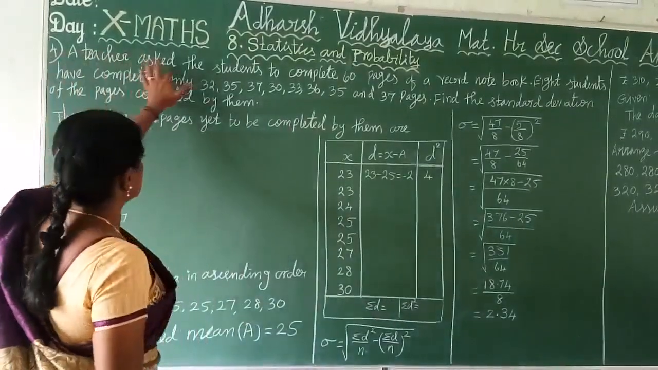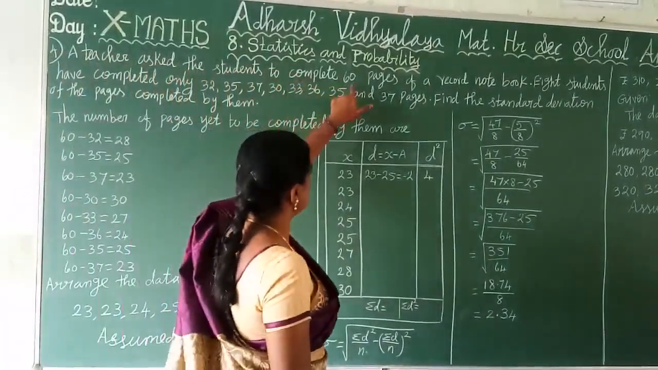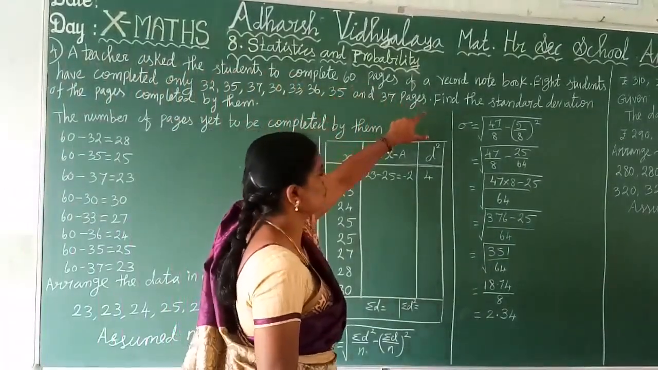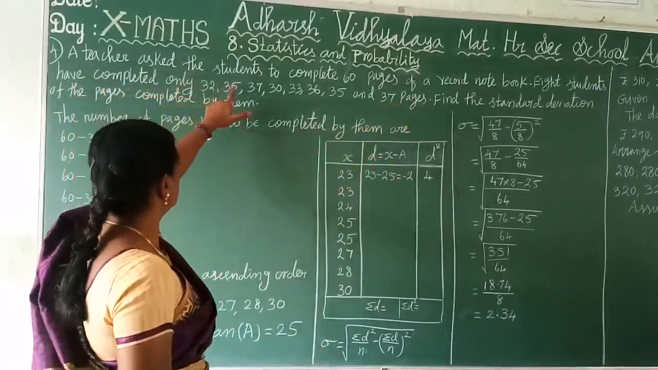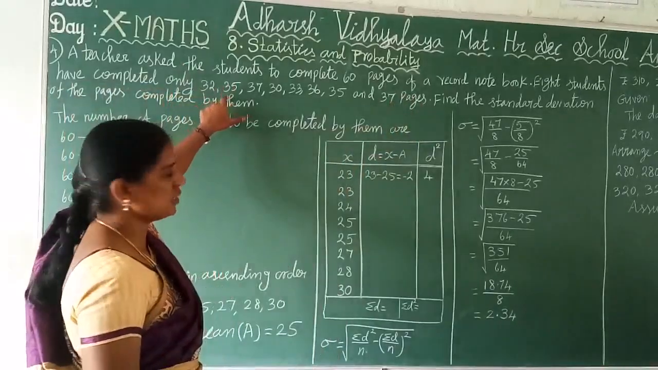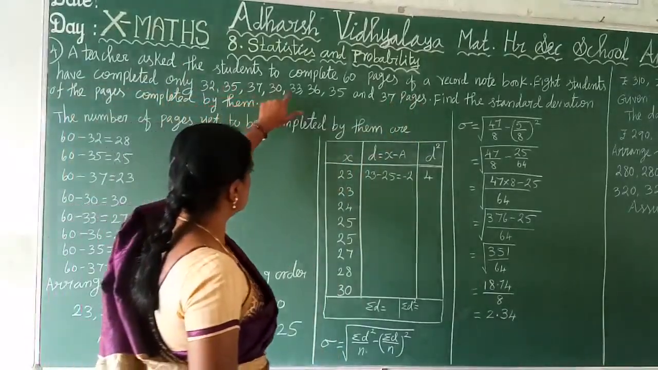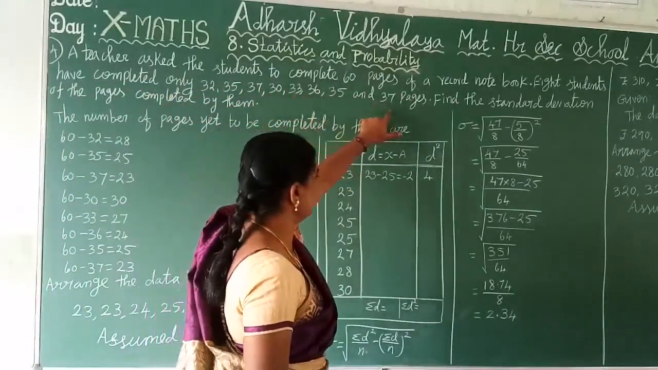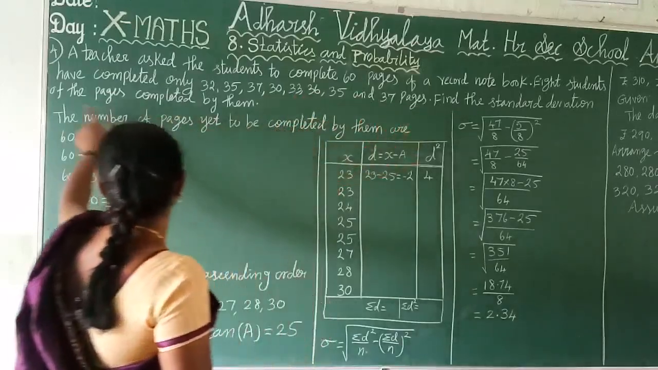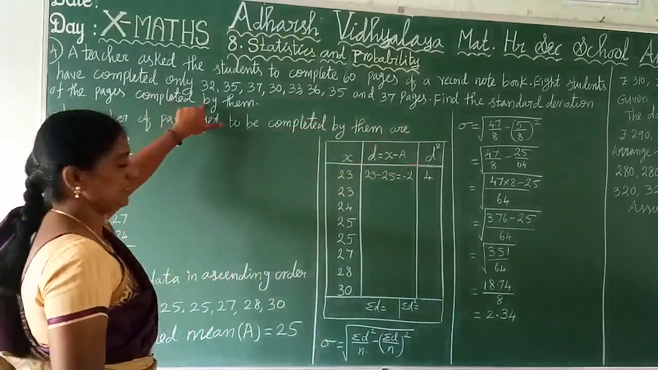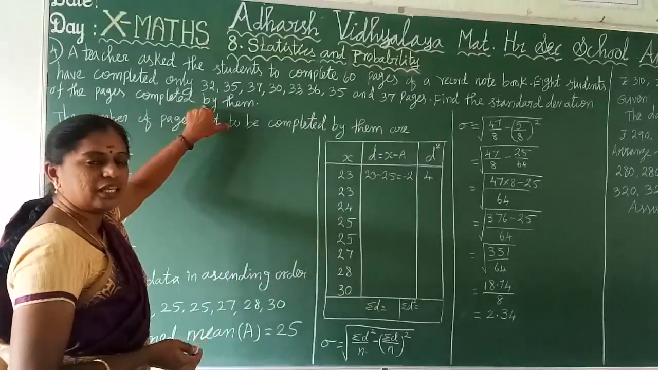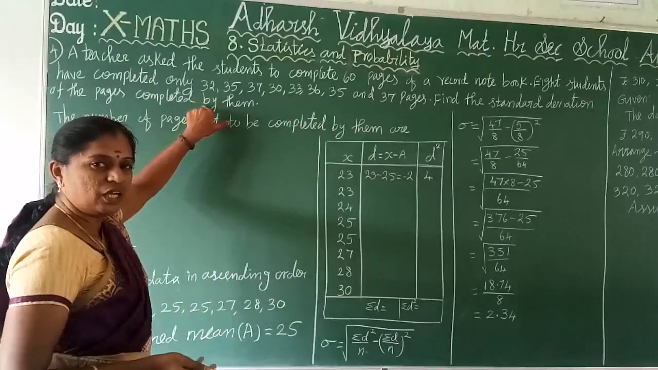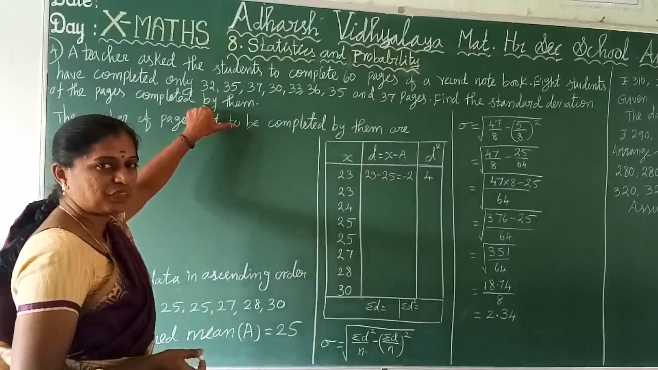The teacher asked the students to complete 60 pages of their record notebook. 8 students have completed only 32 pages, 35, 37, 30, 33, 36, 35 and 37 pages. Find the standard deviation of the pages yet to be completed by them. First we need the pages they have yet to complete, and after that we find the standard deviation of those pages.